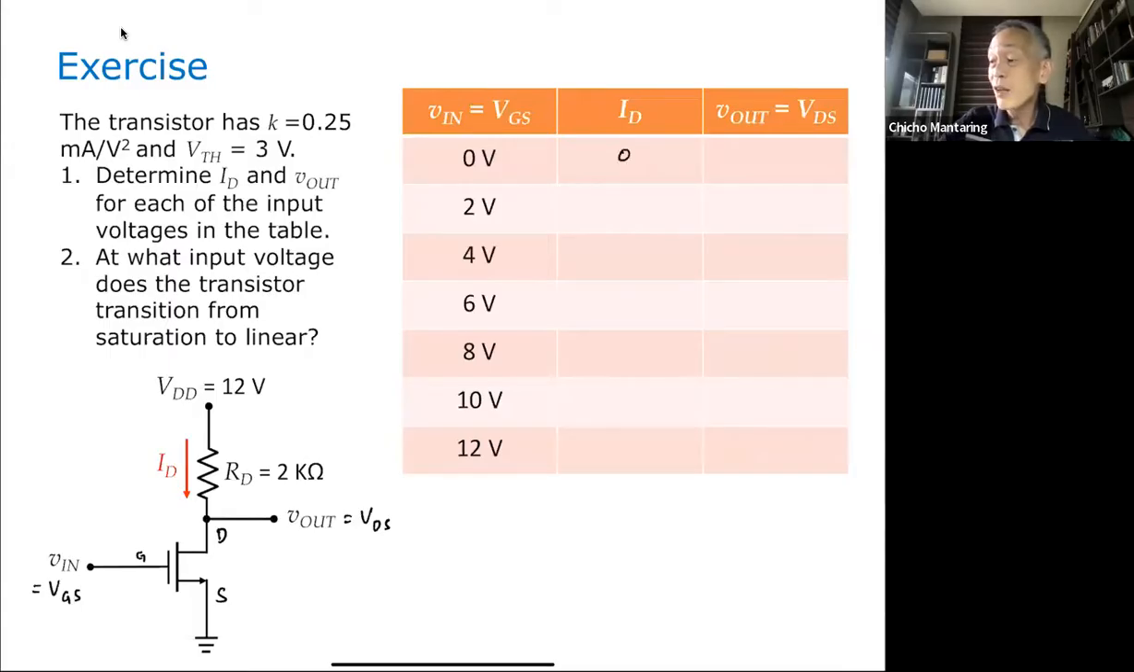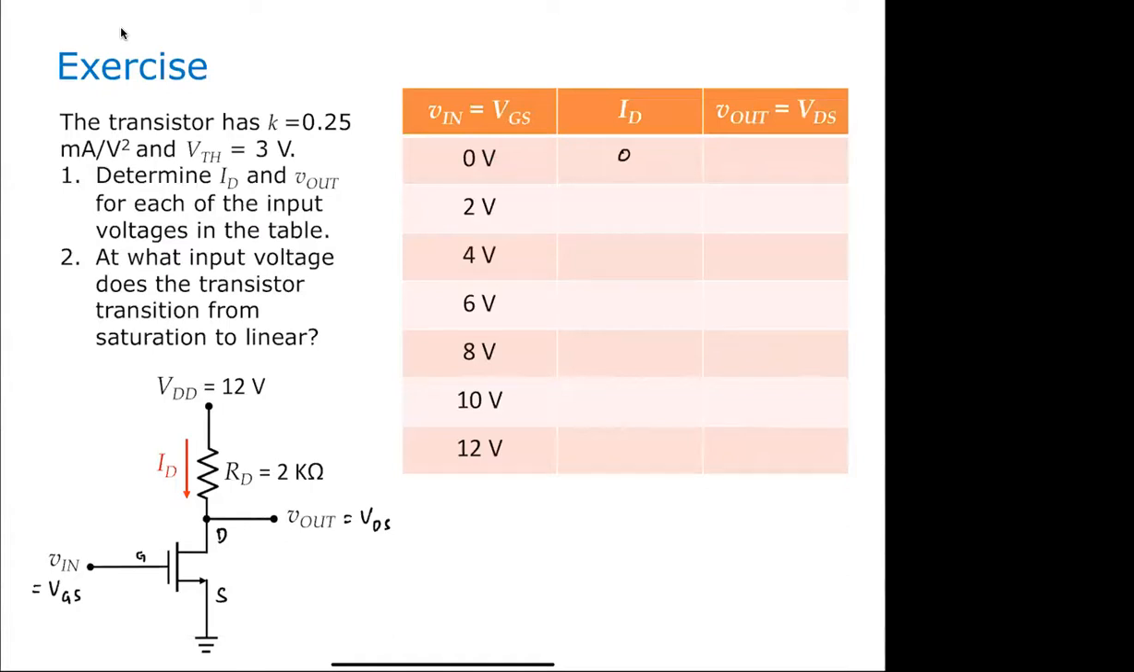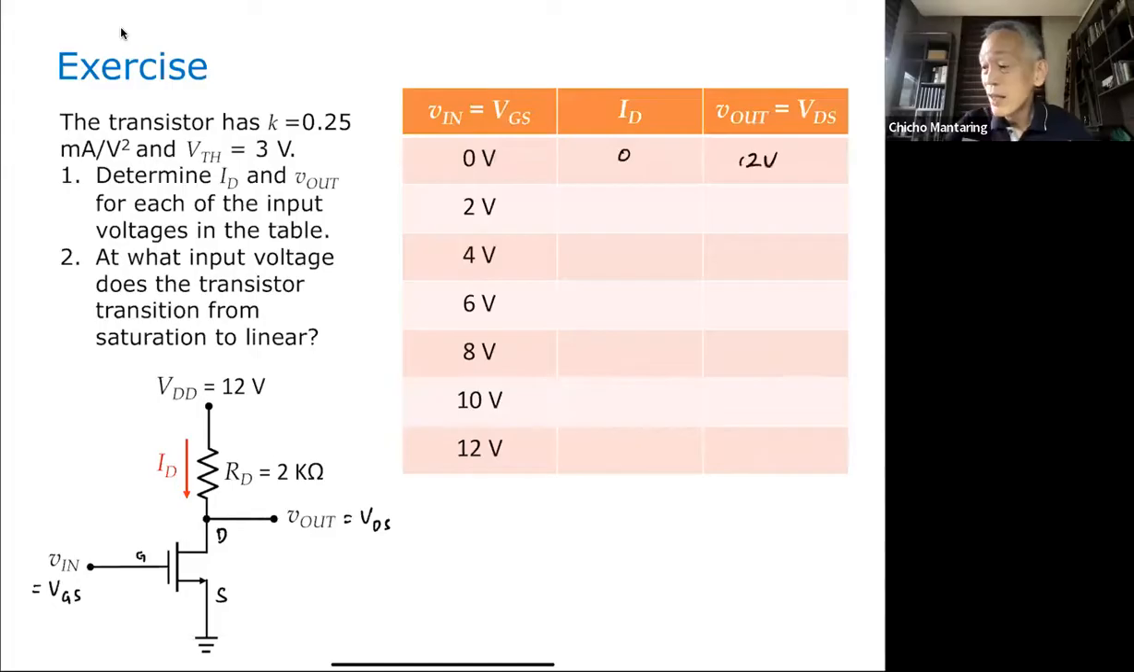And therefore, what is Vout? Can you continue? What is Vout? 12 volts po. Yeah, Vout will be equal to 12 volts. No? Kasi pag ID equal to 0, ibig sabihin wala kang voltage drop dito. So kung ano man yung voltage dito sa VDD, yun din yung magiging voltage dito sa Vout. No?